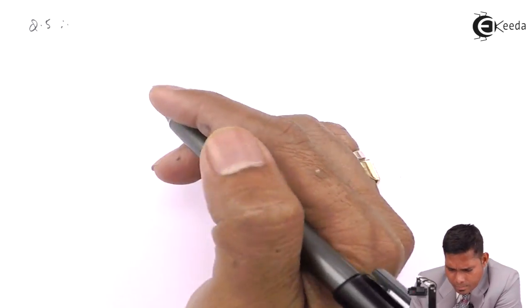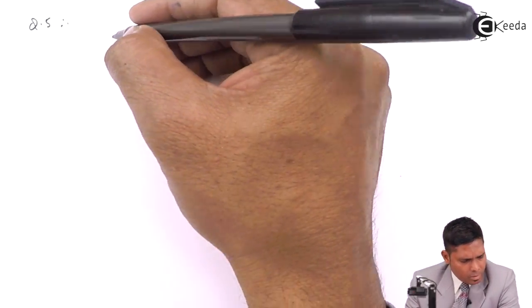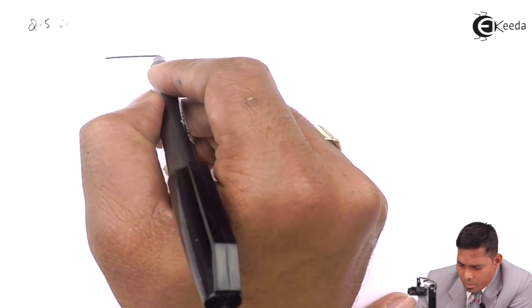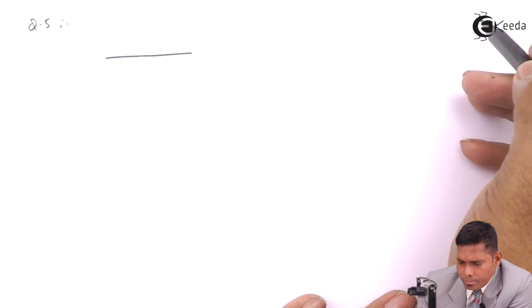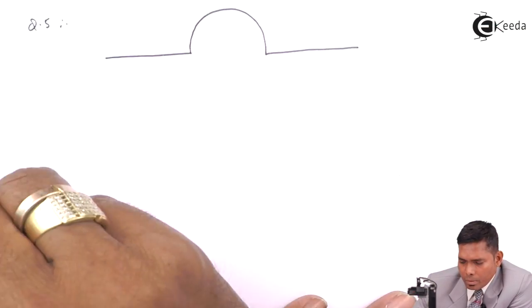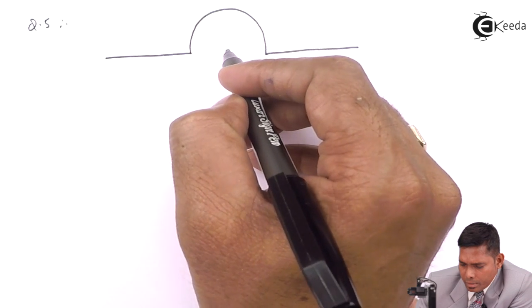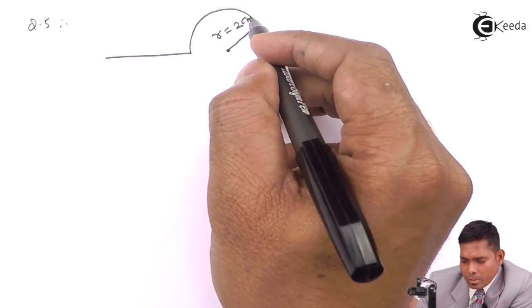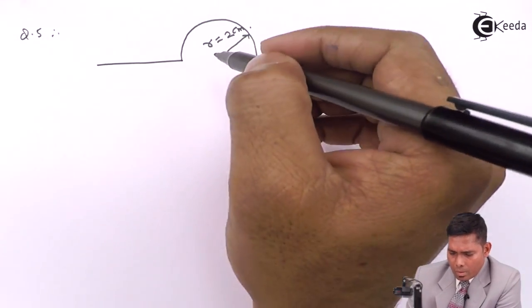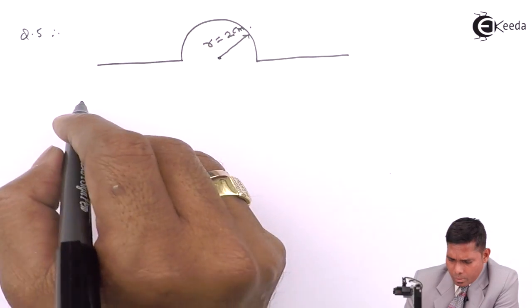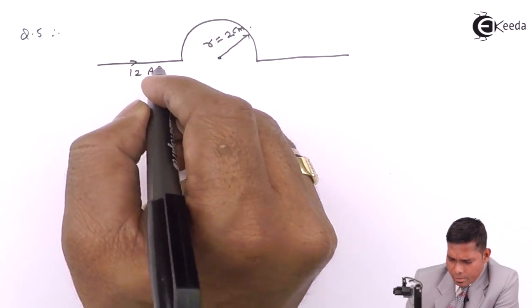So the question is, I'll just draw the question for you. That is a straight conductor. It is bent into a semicircle of radius r equals 2 centimeter. So r is 2 centimeter, and the question is, this carries the current of 12 ampere.